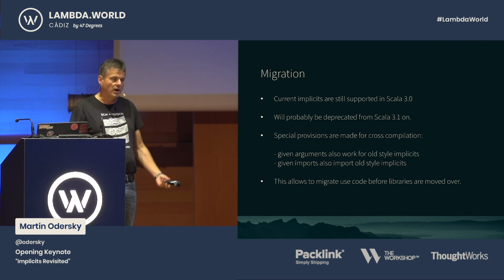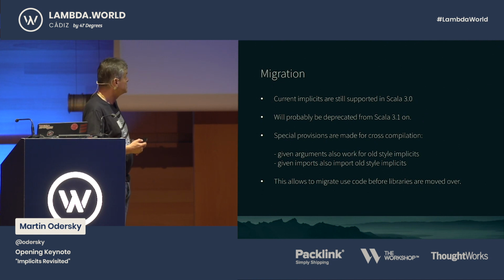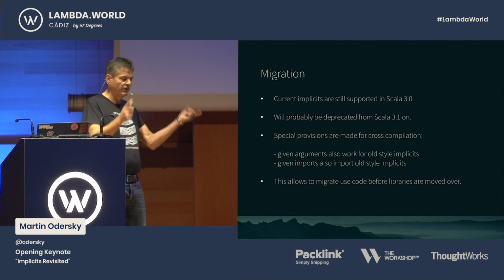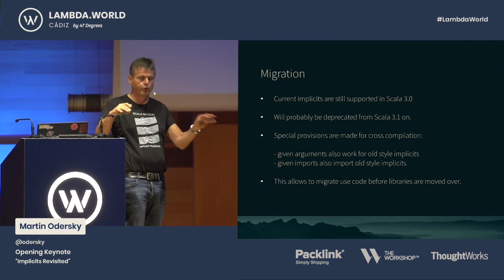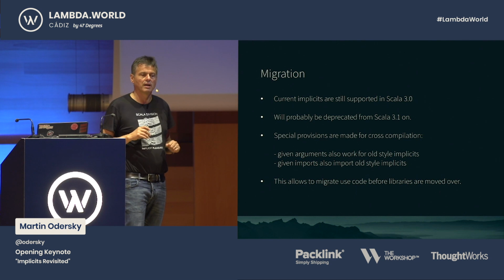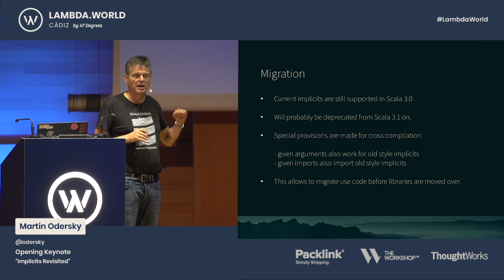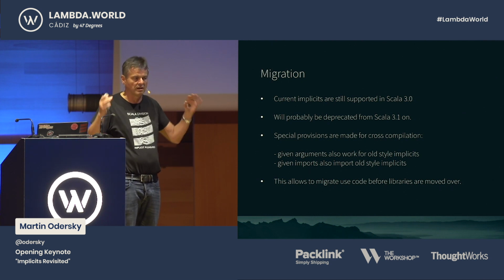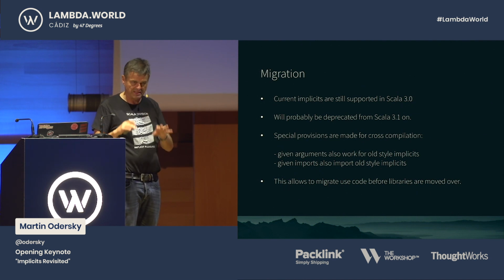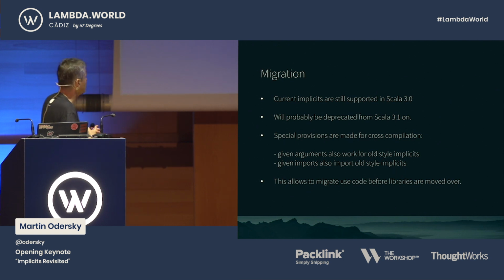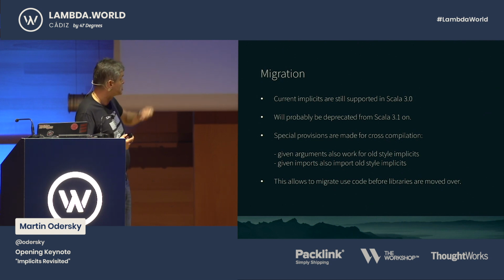There will be automatic rewrites that help you do that, and there are also provisions that are made for cross-compilation. In particular, those two things are important. The first is if you have a given argument, so you write in an argument list given foo, that also works for old-style implicits. So you can use that for old-style libraries and new Scala libraries. Starting with Scala 3.0 you can use given for your argument to make clear that it's actually an argument for an implicit parameter.